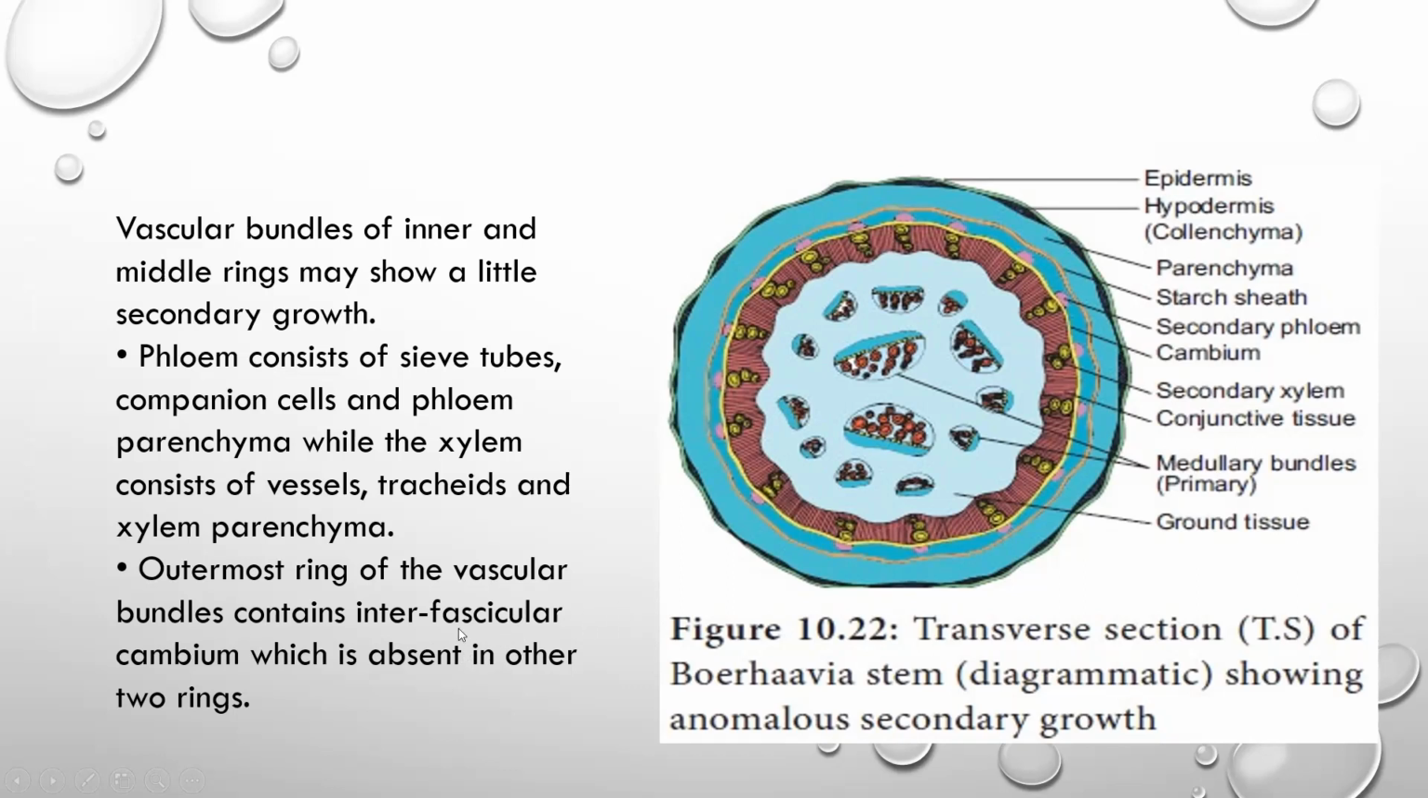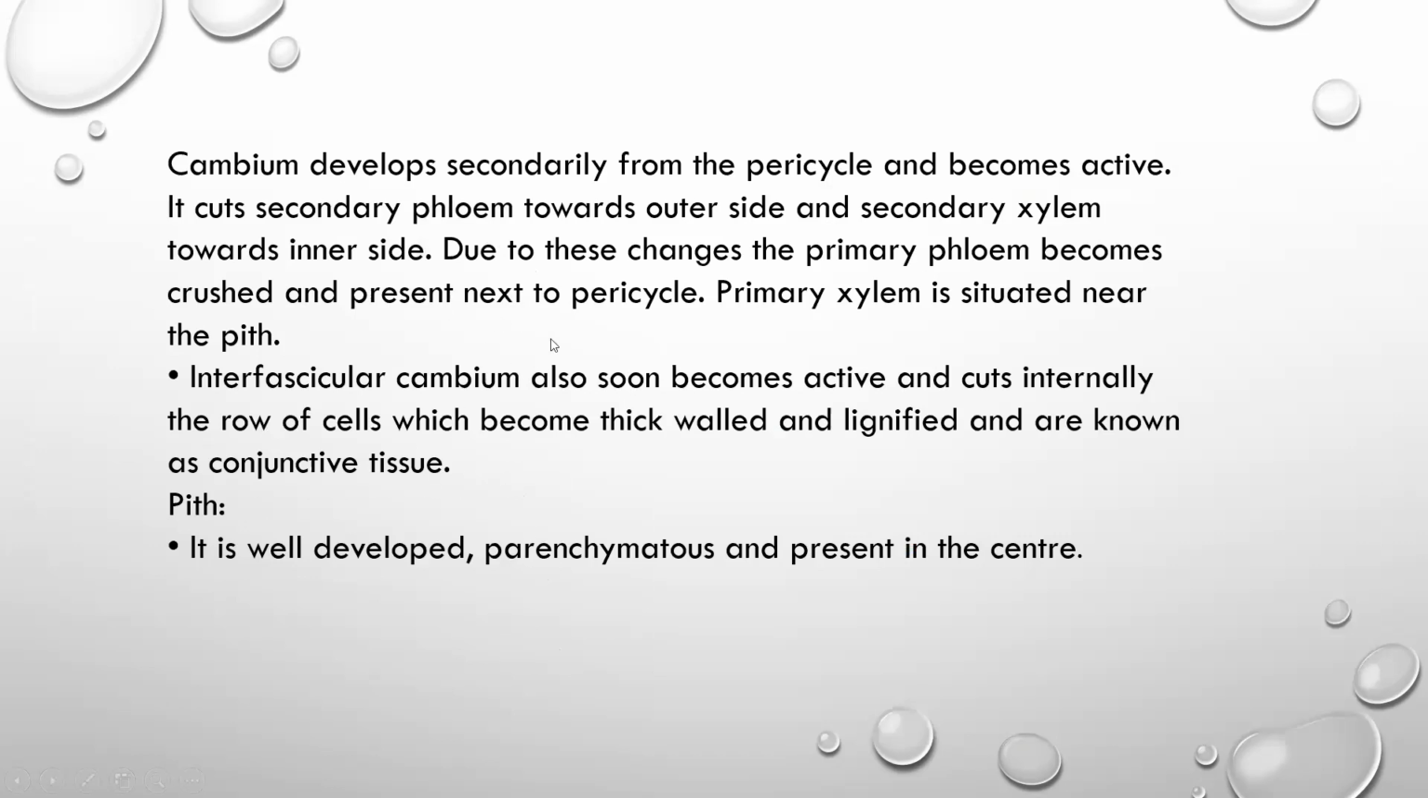The cambium, which develops secondarily from the pericycle, becomes active, and it cuts off secondary phloem towards the outer side and secondary xylem towards the inner side. Due to these changes, the primary phloem becomes crushed and is present next to the pericycle. The primary xylem is situated near the pith. The intervascular cambium also soon becomes active and cuts internally rows of cells, which become thick-walled and lignified and are known as conjunctive tissue.